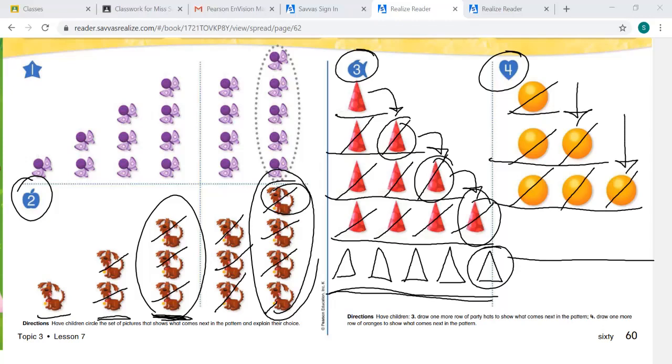So if the last row we see has 3, what are we going to do next? 1, 2, 3, and what are we going to do? Add one more. So we have 4. 1, 2, 3, 4. Good job, superstars.